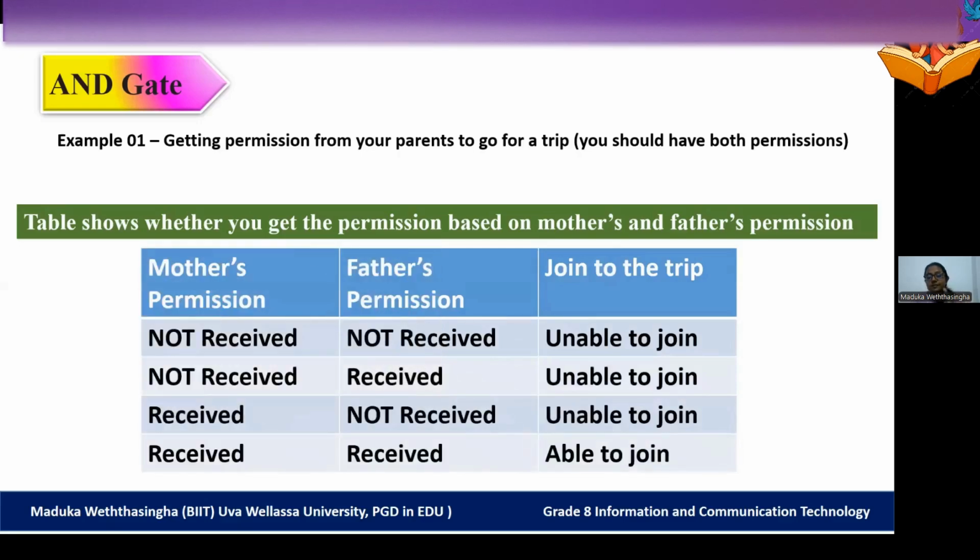See, mother's permission, father's permission and ability to join the trip. Your teacher's condition is you should have both permissions. Then only you can join the trip. See, our first situation. You will not receive mother's permission.